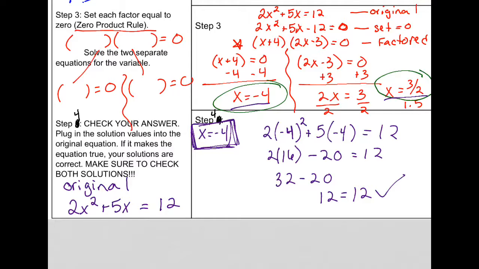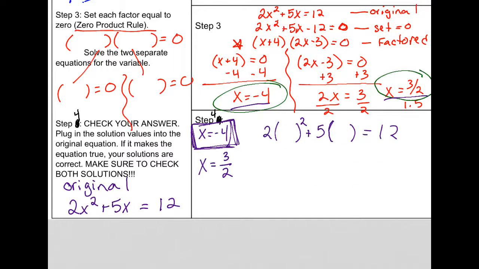Let's try solution number 2. So our second solution of 3 halves, I'm going to go ahead and plug it into the original equation. PEMDAS says to do this exponent, or power of 2, first. When you're dealing with fractions, you square both the numerator and the denominator. So 3 squared is 9. 2 squared is 4. I'm going to carry down the 2. With fractions and multiplication, with 5, I just have to multiply at the top. 5 times 3 is 15, and carry the 2.